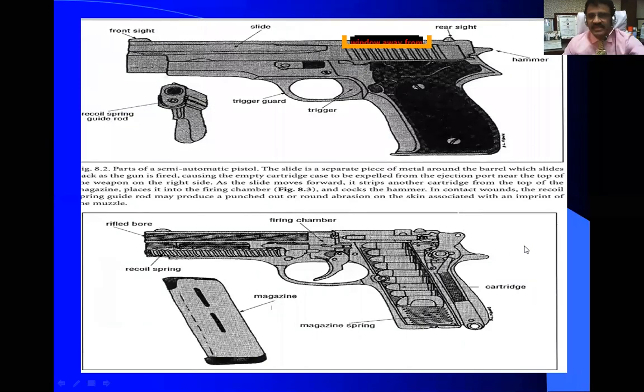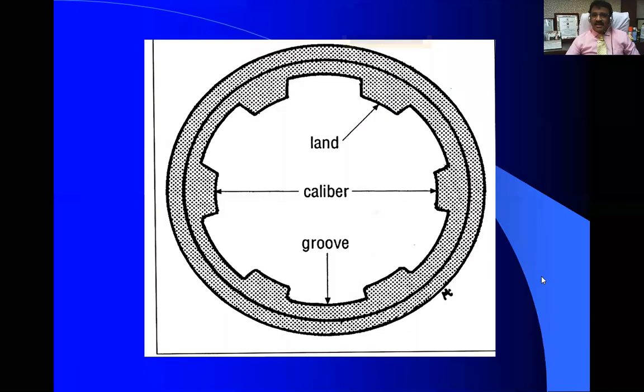I told you yesterday, this is an air pistol. This is not a ballistic weapon. Those are ballistic. They are actual guns where the bullets are used in the magazine. Well, have a look at the bore. You can see the land, caliber, and groove here.